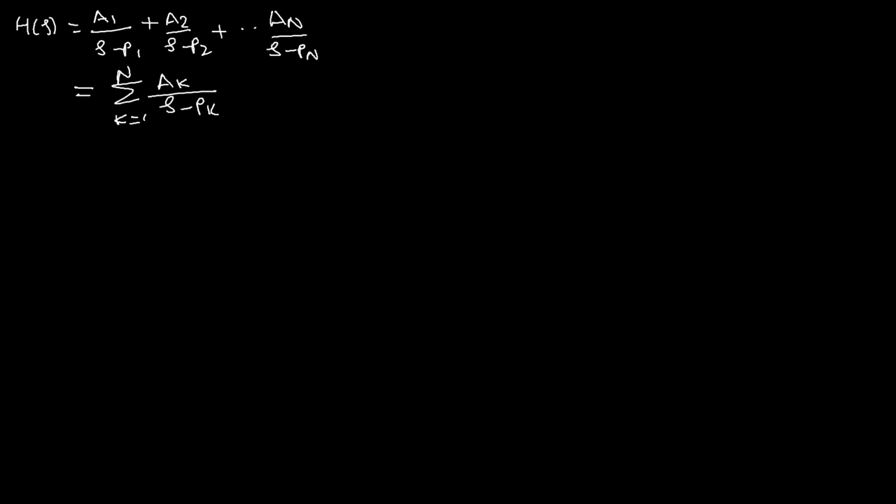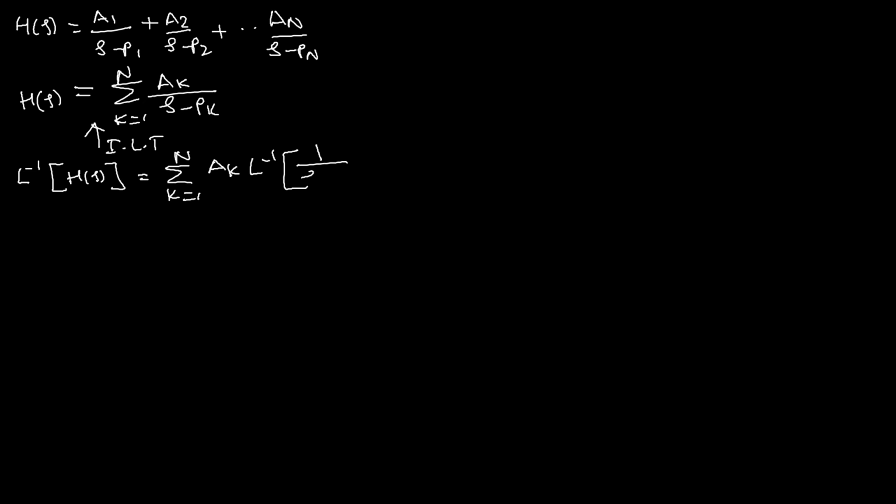To find the analog impulse response, that is h(t), we need to apply the inverse Laplace transform on both sides. So H(s) is the sum for k equal to 1 to n, where Ak is a constant, of the inverse Laplace transform of 1 by (s minus Pk). You know the formula: the inverse Laplace transform of 1 by (s minus a) is e to the power at times u(t). I'll use this formula here.